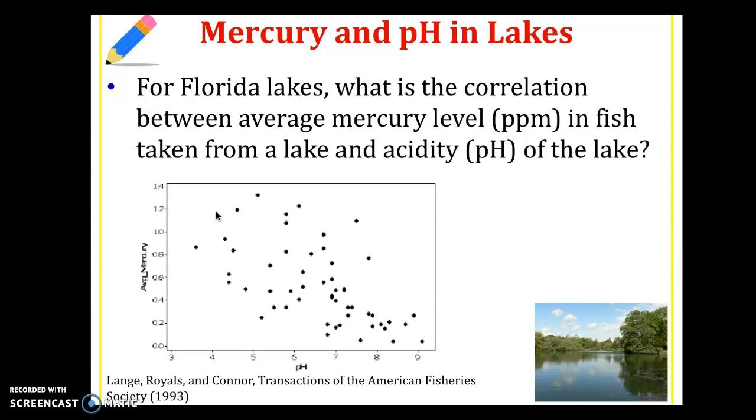Okay, let's go through one more example in StatKey. We're looking at the correlation in Florida lakes between the mercury level in fish taken from the lake, and acidity. So there's a connection between the acidity of the lake and the mercury in the fish. We have a scatter plot shown right here of the sample given. This is a sample from 1993.